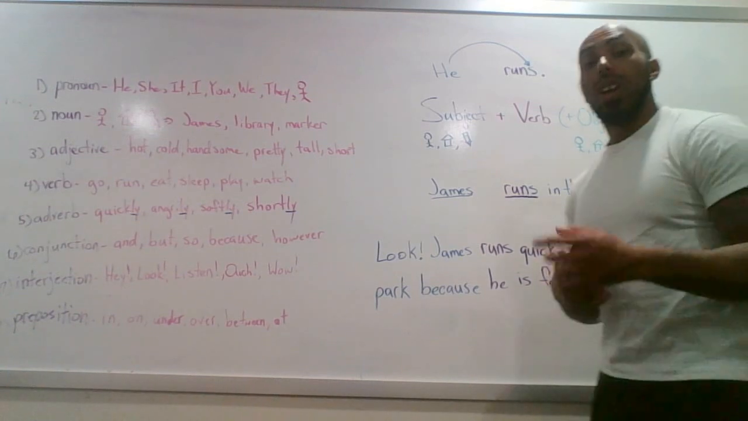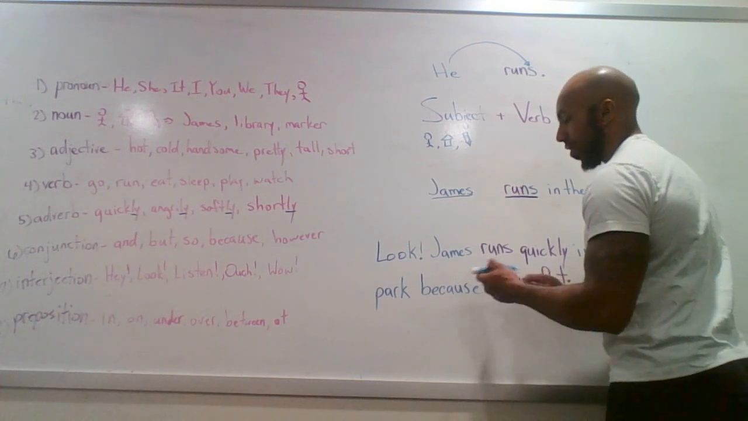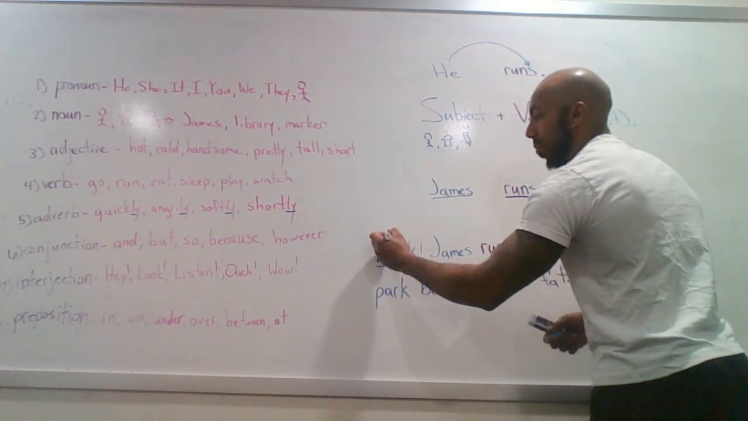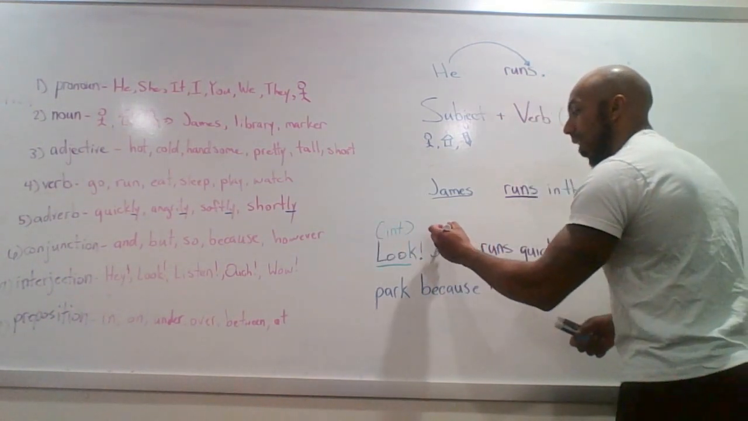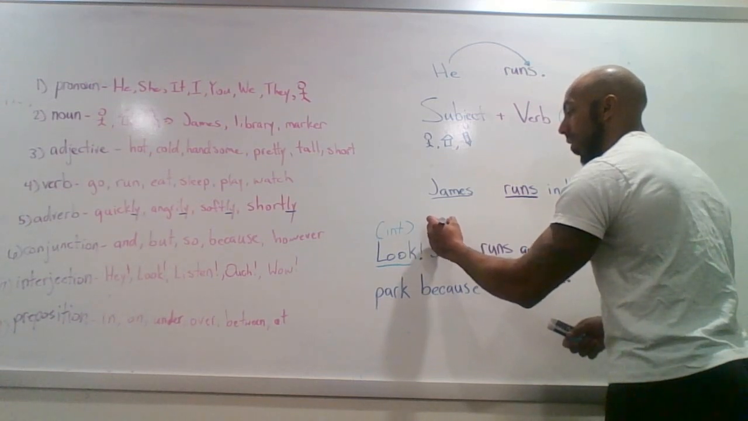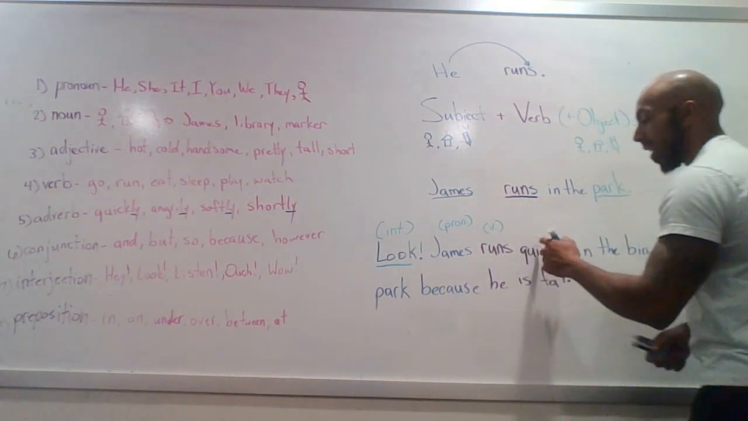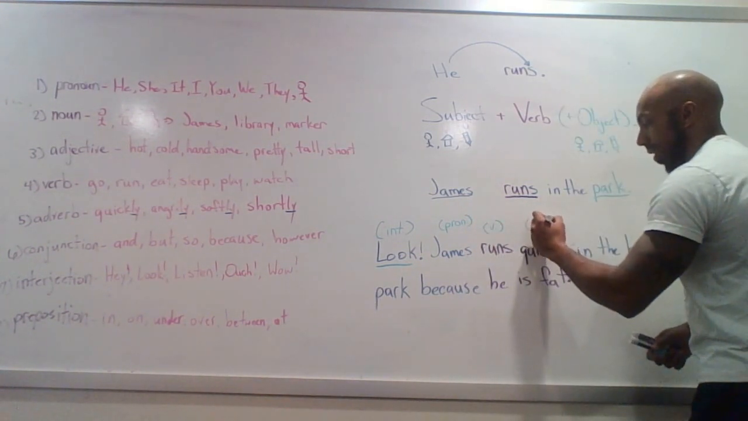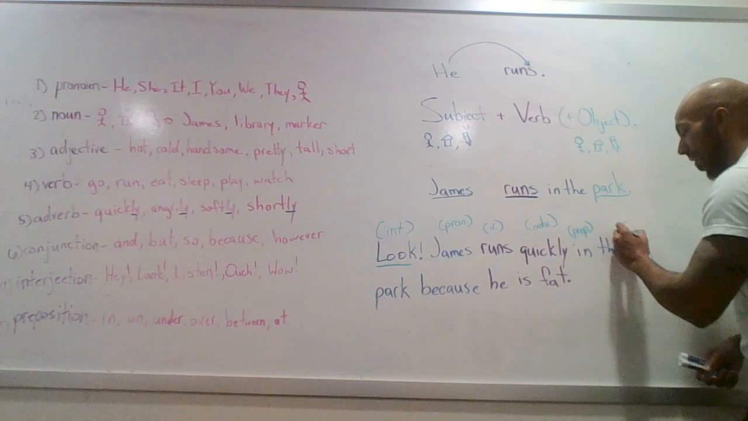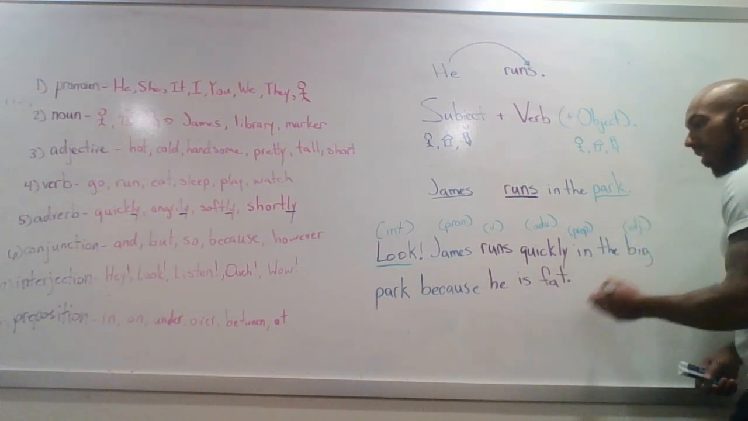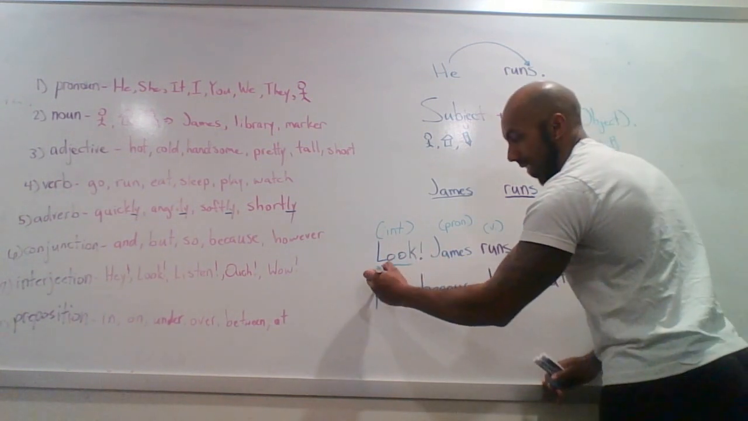Okay. Now, let's look at all of the parts of this sentence, right? Like I said, we have our interjection here. I'm just going to abbreviate. INT is interjection, okay? Here we have a pronoun. Here we have a verb. Here we have an adverb. Here we have a preposition. Here we have an adjective. Okay, this is a noun or place. Okay, so we'll say this is the noun.